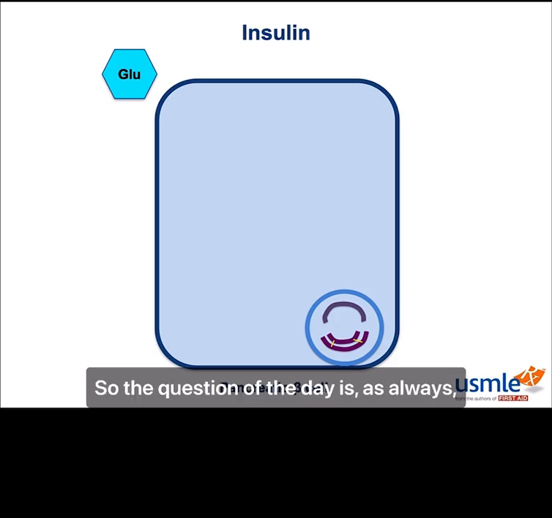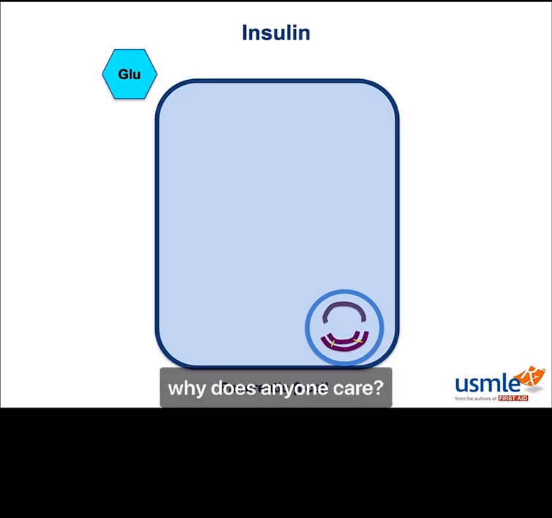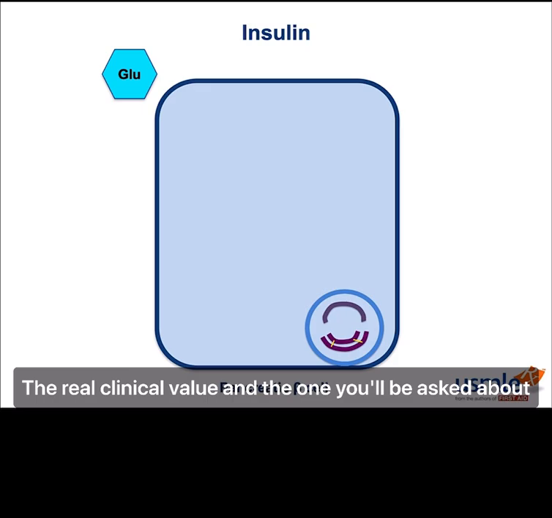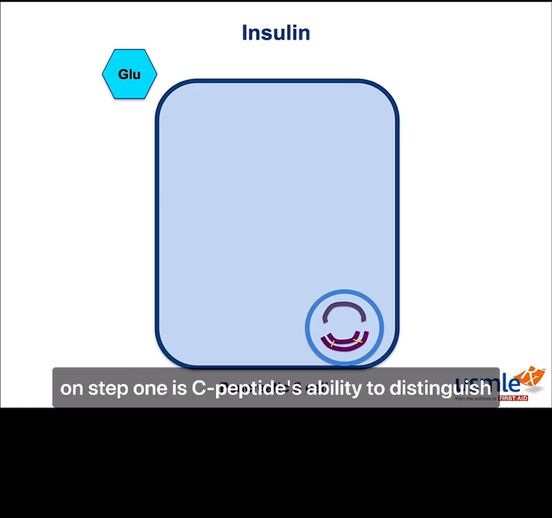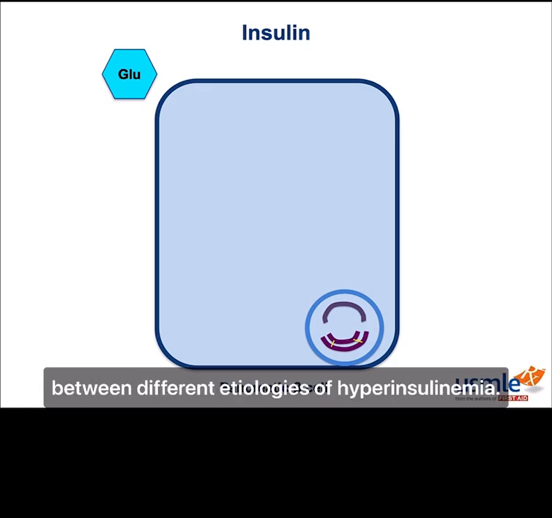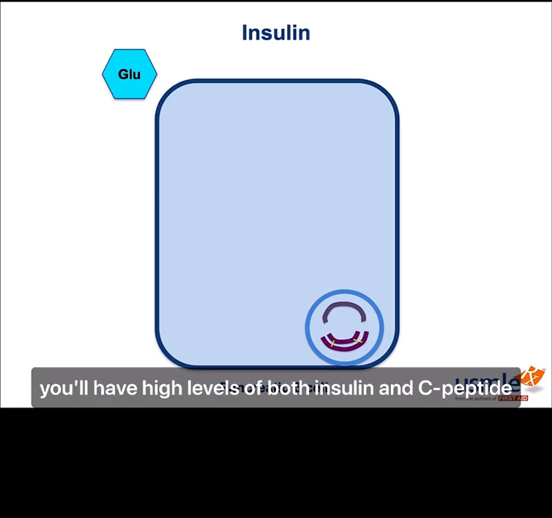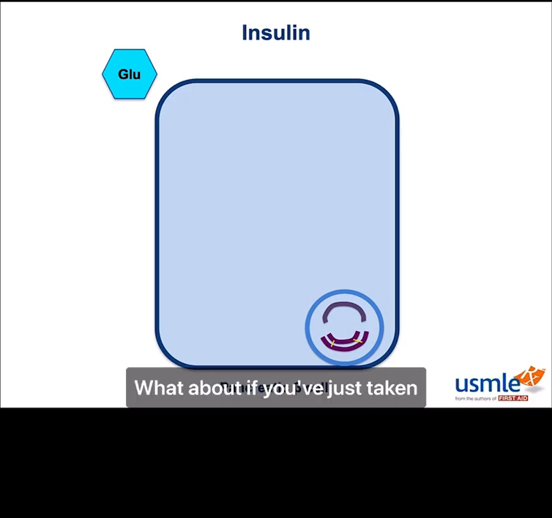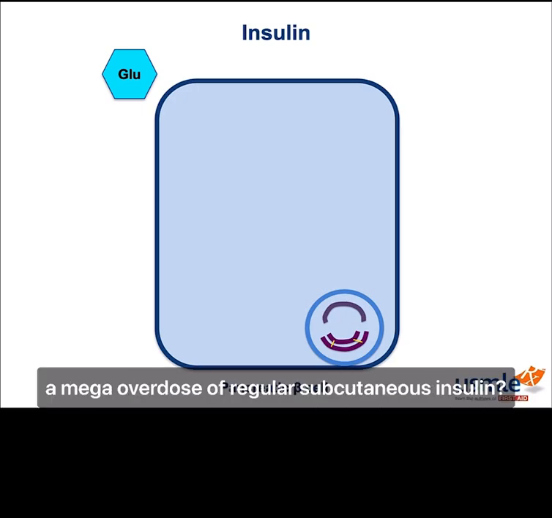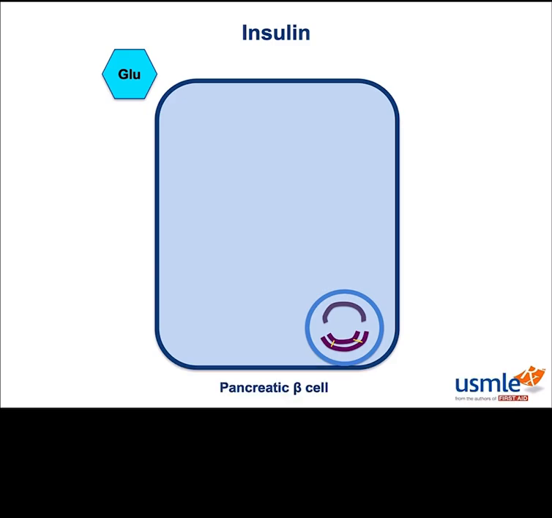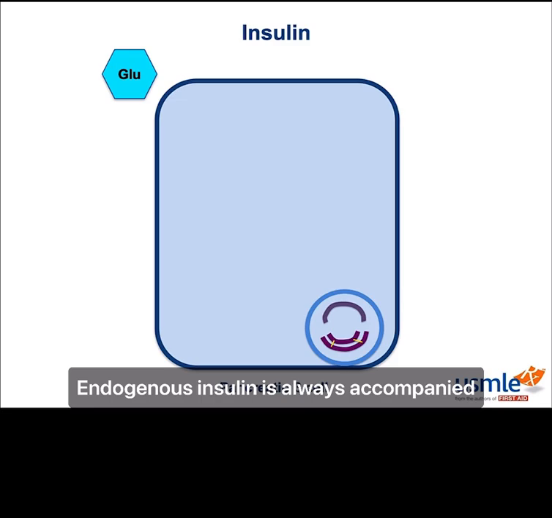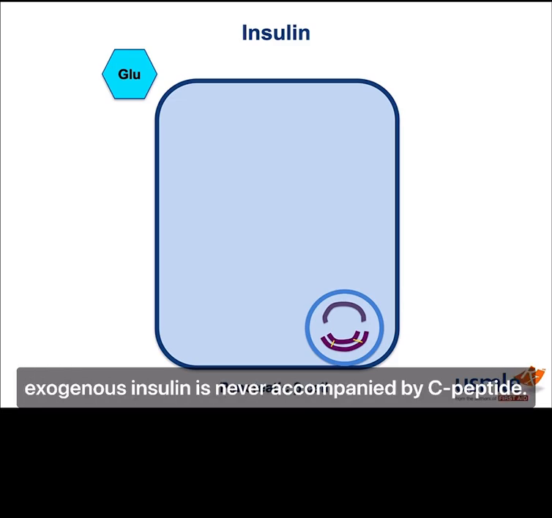So the question of the day is, as always, why does anyone care? The real clinical value, and the one you'll be asked about on step 1, is C-peptide's ability to distinguish between different etiologies of hyperinsulinemia. Think about it. If you've got an insulinoma, you'll have high levels of both insulin and C-peptide in your blood. What about if you've just taken a mega overdose of regular subcutaneous insulin? I don't think so. Endogenous insulin is always accompanied by the co-release of C-peptide, but remember, exogenous insulin is never accompanied by C-peptide.